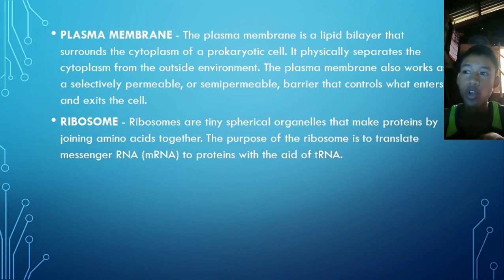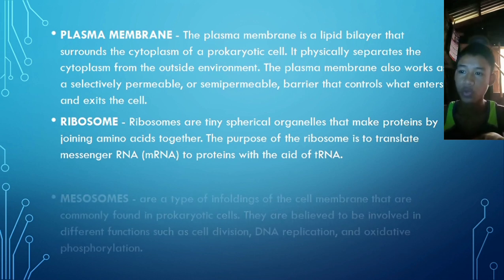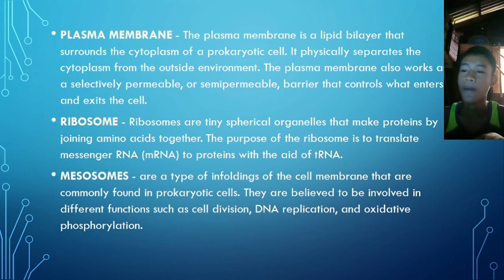Next one is ribosome. Ribosomes are tiny spherical organelles that make proteins by joining amino acids together. The purpose of the ribosome is to translate messenger RNA or mRNA to proteins with the aid of the transfer RNA or tRNA. Mesosomes.